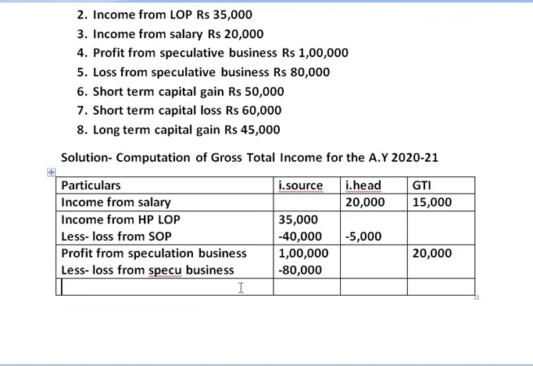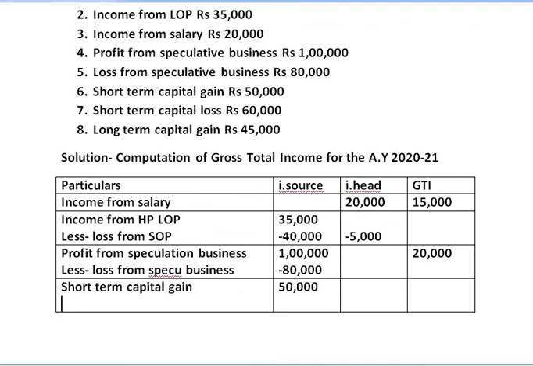Coming now to the next one: short-term capital gain, short-term capital loss and long-term capital gain. Let us first take short-term capital gain. Short-term capital gain amount is 50,000. From this gain, we have to deduct any short-term loss, if any. We are given short-term capital loss of rupees 60,000.